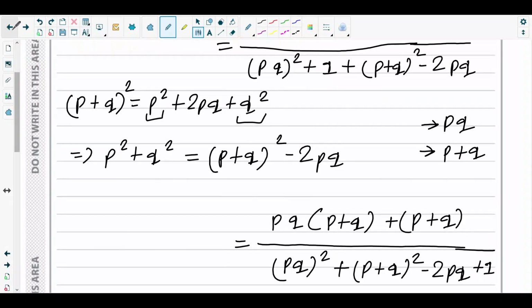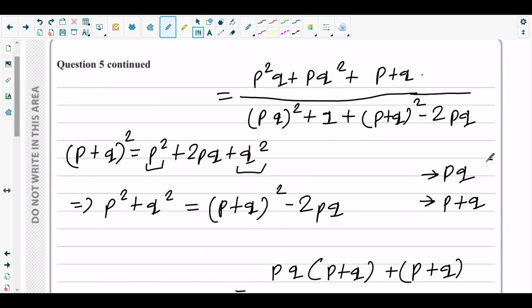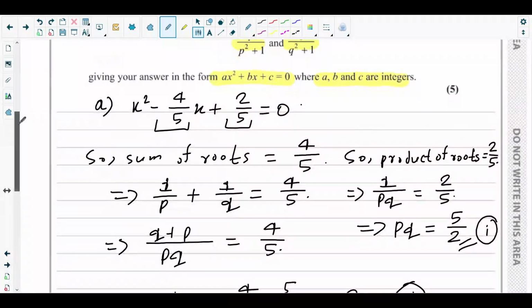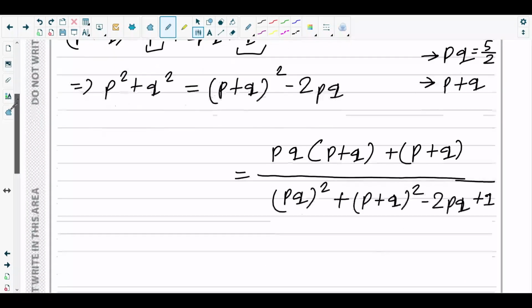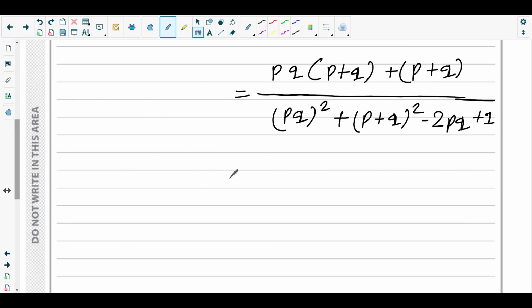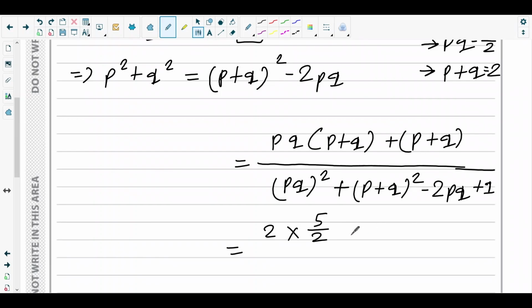Now just put the values. The value for pq is 5 over 2. And the value for p plus q we got is 2; we got this in part A. So the value for p plus q is basically 2. Now just put the values in this fraction. So in the numerator, p plus q is 2 and pq is 5 over 2, so 2 times 5 over 2, plus p plus q, which is just 2.